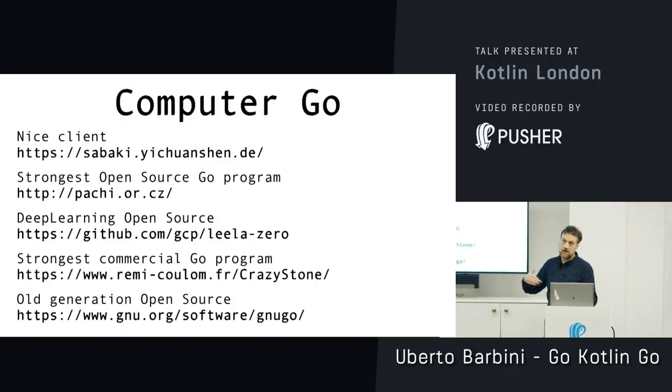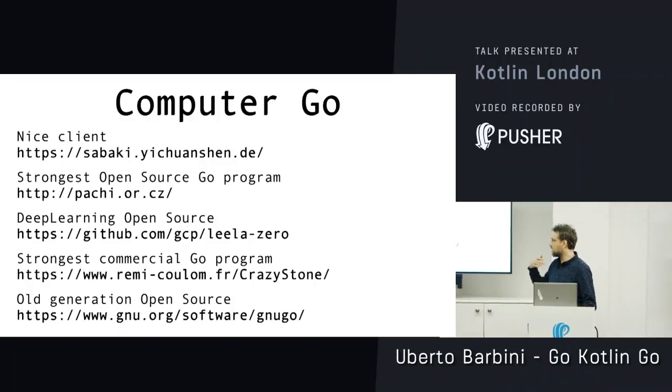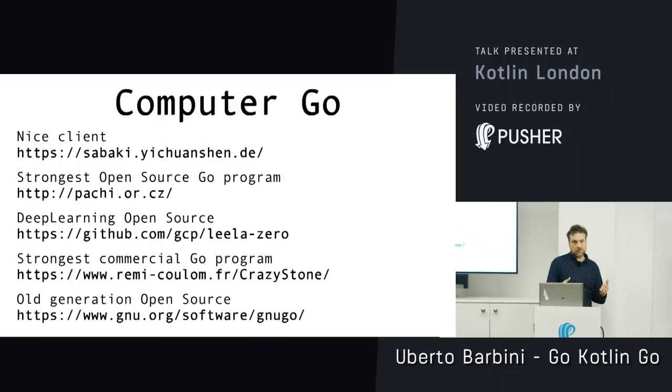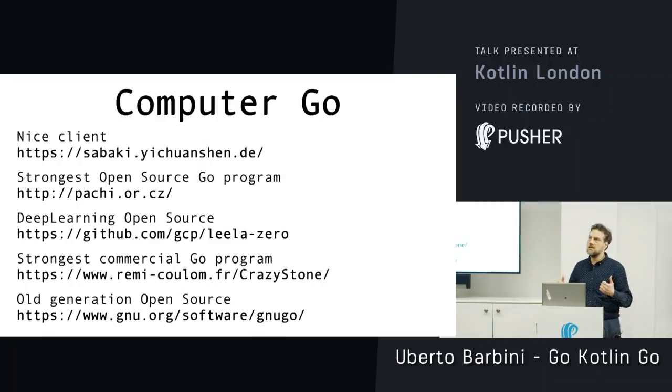And also Crazy Stone now is switching to deep learning, and we try to explain why. And instead, the new Go, it was the old program. So actually, there was something that I didn't tell you yet.